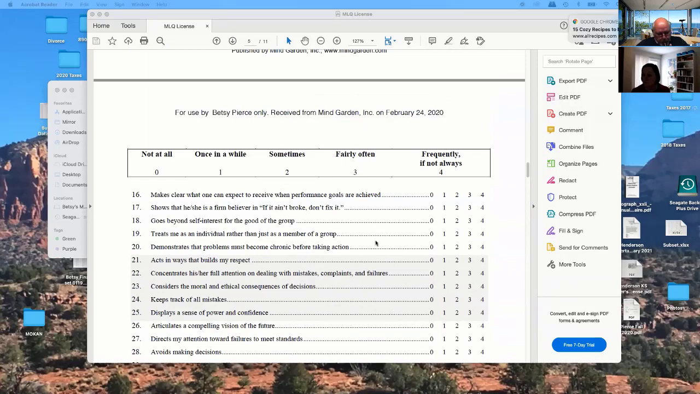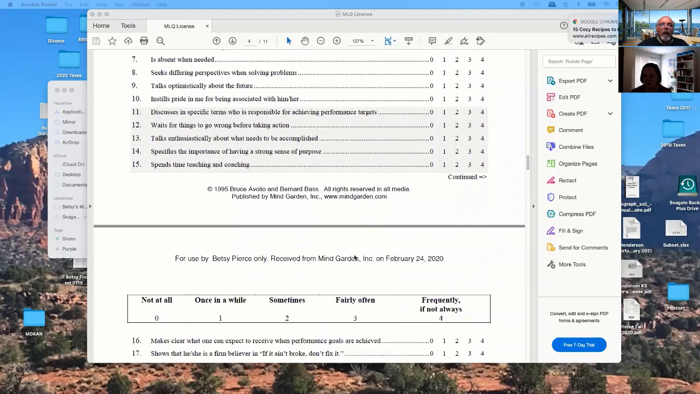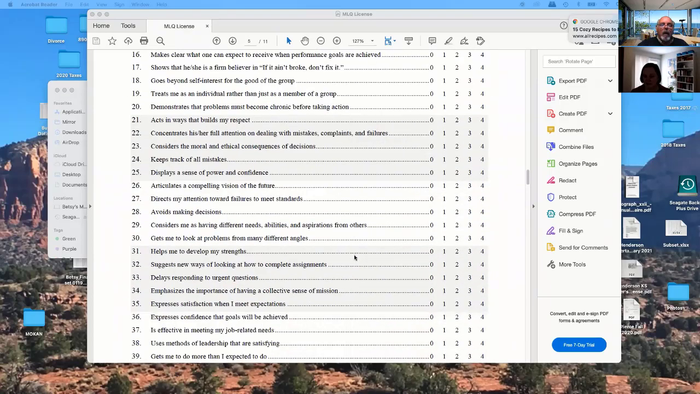So question number one, provides me with assistance in exchange for efforts. All right, so that's positive. Okay, focuses attention. Positive. Discusses in specific terms who's responsible. I see something. What? They're highlighted. Some are highlighted, some are not. It's just a blocking thing because that continues.